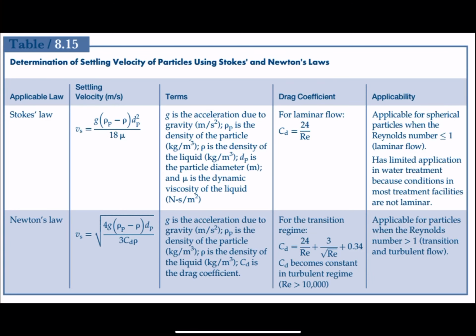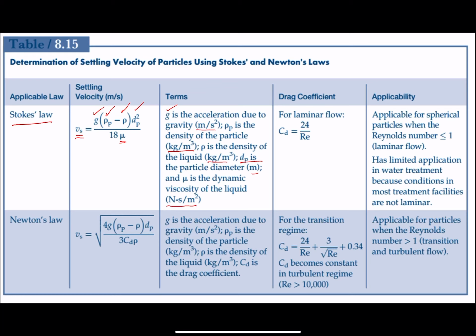Let's look at the settling velocity. Vs is equal to g, the gravity constant, times the diameter of the particle squared over 18 times the viscosity. Of course, g is the acceleration due to gravity, meter per second square, rho p is the density of the particle, kilogram per meter cube, rho is the density of the liquid, kilogram per meter cube, d is the diameter of the particle, m, and mu is the dynamic viscosity of the liquid, Newton second per meter square.